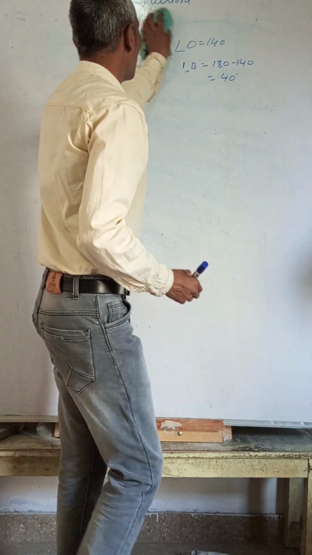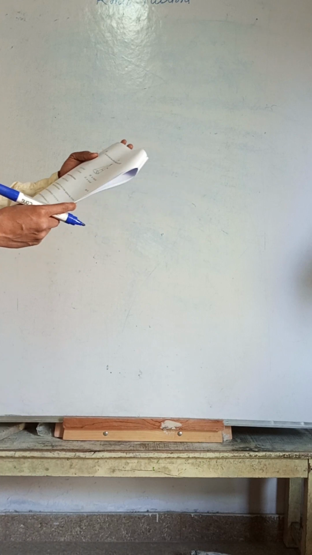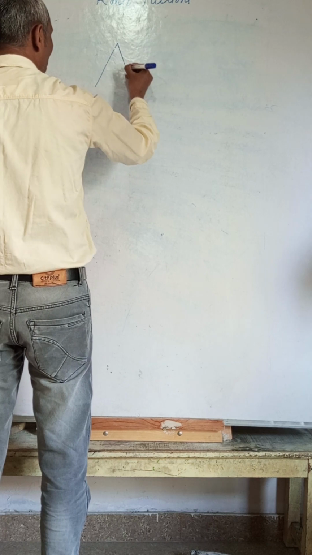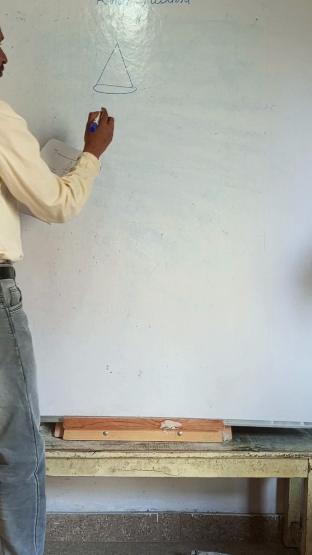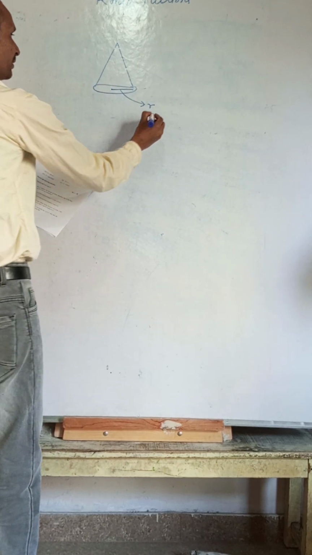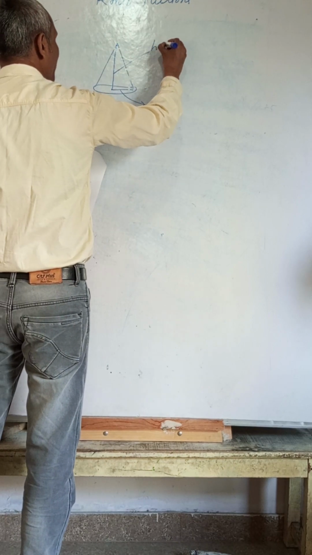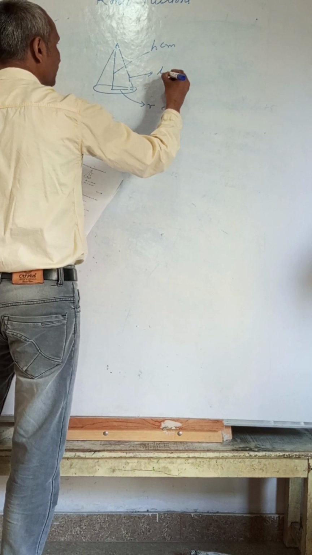Next we are going to the next MCQ. The 8th MCQ is given: the total surface area of a solid given in the figure is. It is a given cone. Here the radius is denoted by R centimeter, the height is denoted by H centimeter, and the slant height is given as L centimeter.